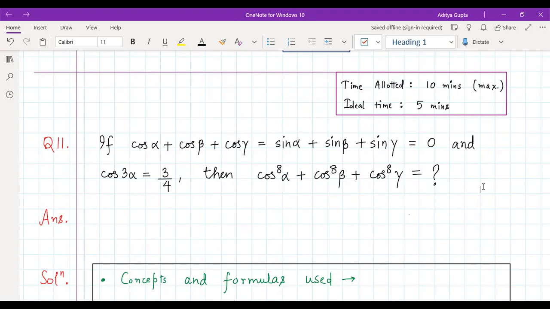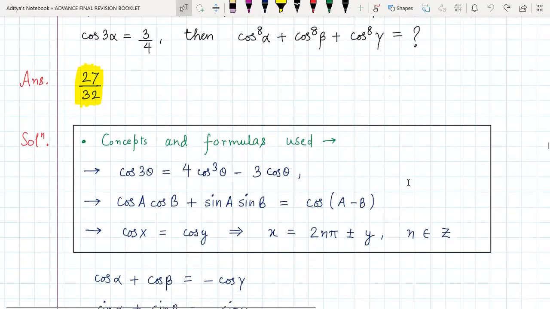Now the answer to this question would be 27 by 32, and the method is basically going to use concepts like the cos 3 theta formula, which is equal to 4 cos cube theta minus 3 cos theta, the cos of a minus b expansion formula, and if cos x is equal to cos y, then x equals 2n pi plus minus y, where n is any integer. So using these, let's see how to solve the question.